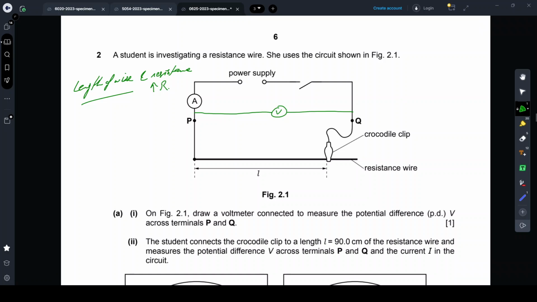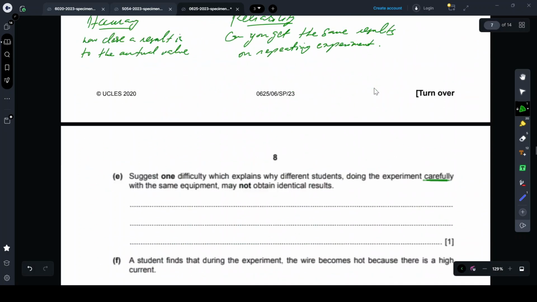Ensuring that the wire is perfectly straight, for the length. We could do better than that. Parallax error when reading? No, there's nothing to do with parallax over there. Changes in temperature? Look at the circuit setup. Difficulty in placing the contact or crocodile clip exactly on the mark. Yes, exactly. Good.